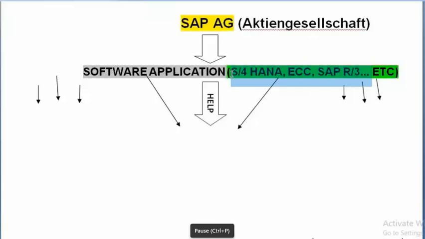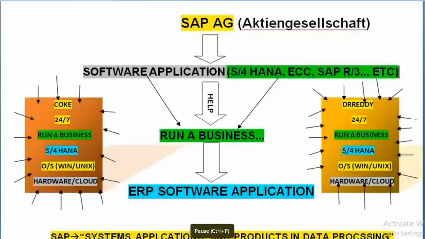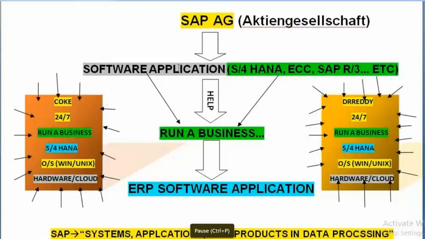And when I have given etc., that means we have not many. What do they do? They develop software applications, and the purpose of these software applications is to run a business. Every software developed in the world has some purpose. What's the purpose of these SAP AG developed software applications? It is to run a business.